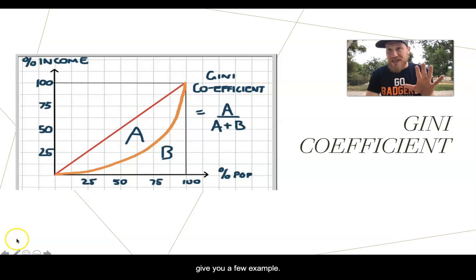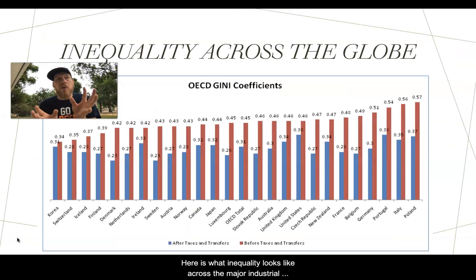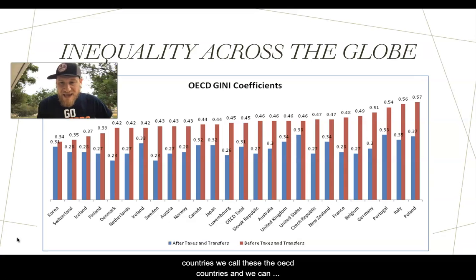And let me give you a few examples. Here is what inequality looks like across the major industrial countries. We call these the OECD countries. And we can see that there's not a lot of equality. Some places are more equal than others. And if we look, America right here is amongst one of the most unequal places in the world.